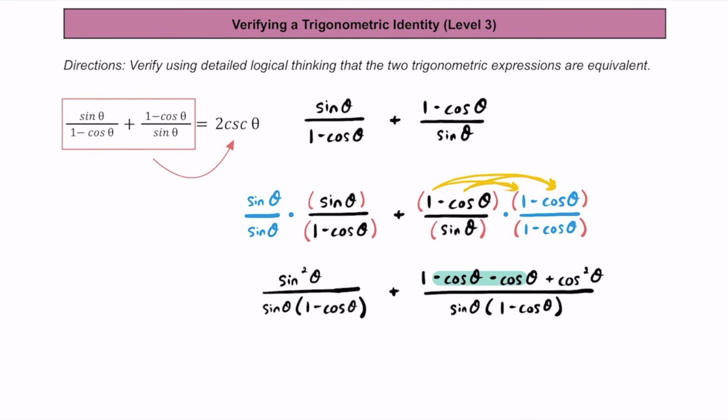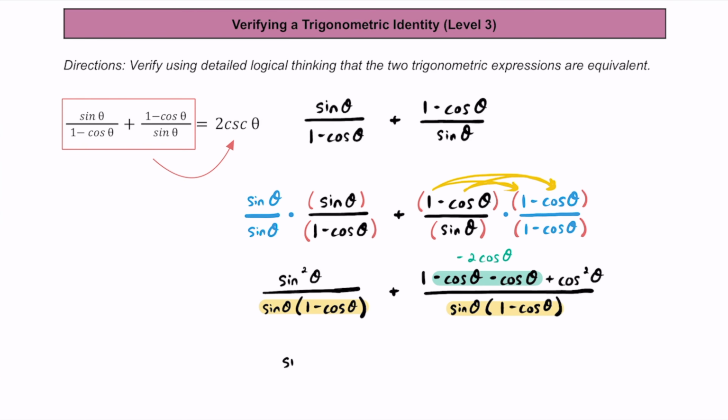Let's go ahead and take this minus cosine of theta and minus cosine of theta and combine that to just say that's going to be minus 2 times cosine of theta. So we'll do that in just a moment. And then let's take a look at the denominators. Because we have this common denominator of sine of theta times 1 minus cosine of theta, we can go ahead and add these two fractions together and write one bigger fraction.